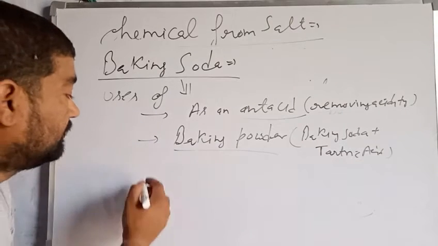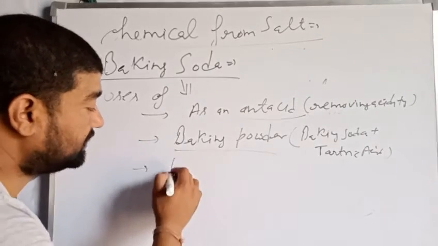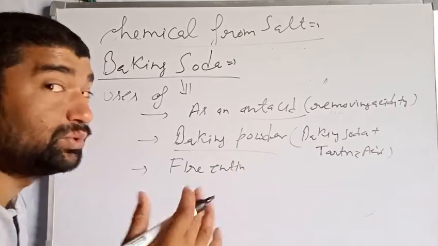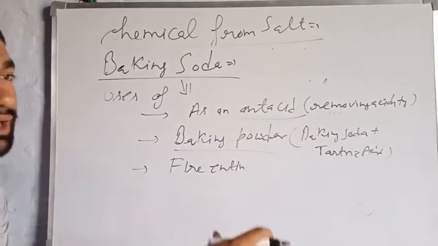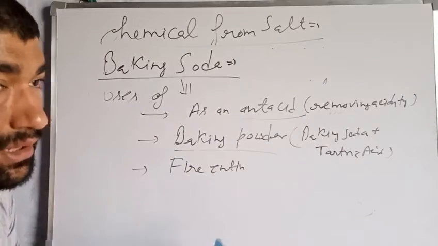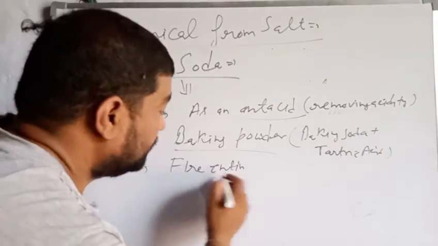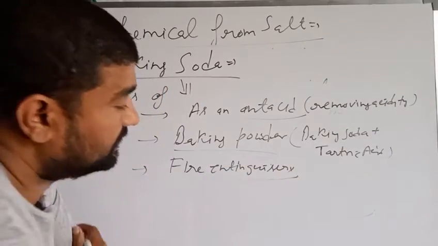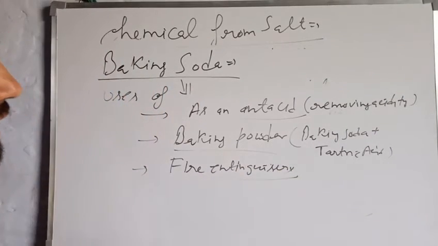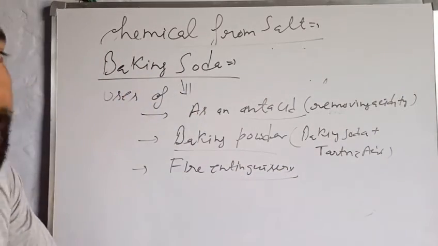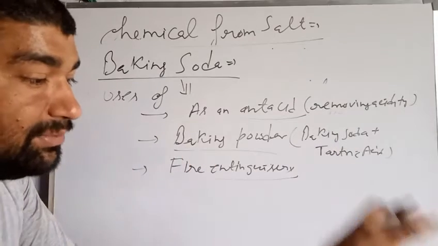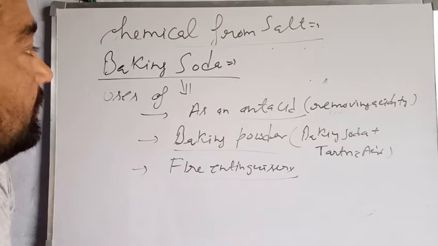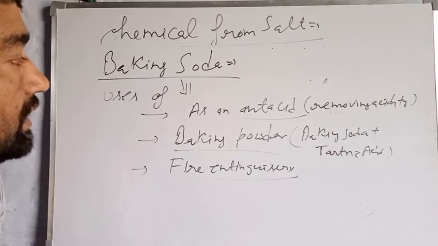And the third point is that it can be used in the fire extinguisher. Since it produces CO2 gas, and CO2 gas inhibits the oxygen, it can be used in the fire extinguisher. You must have seen the fire extinguisher. When we operate that, it releases sodium bicarbonate, which produces CO2 and ultimately stops the fire. So these are the uses of baking soda.